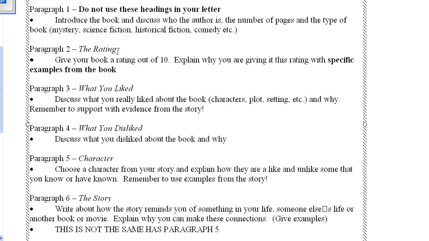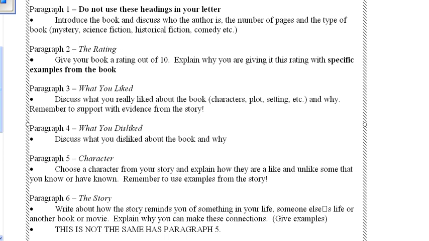Next, give me a rating. Give the book a rating out of 10. Explain why you're giving it this rating with a specific example from the book. So tell me I give it an 8 and tell me why. And give me specific reasons from the book. Specific.